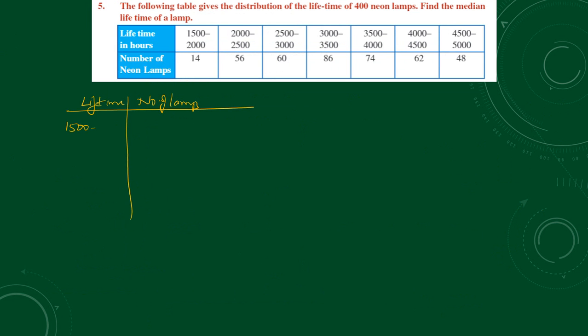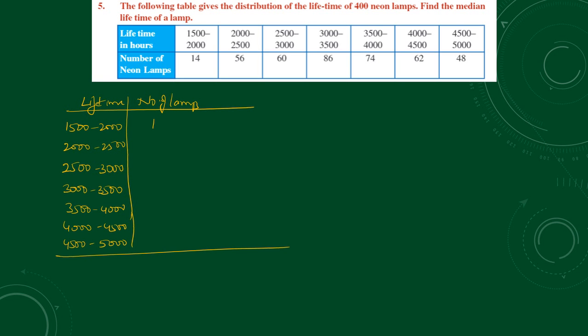Writing down the values: 1500 to 2000, next 2000 to 2500, 2500 to 3000, 3000 to 3500, 3500 to 4000, 4000 to 4500, next 4500 to 5000. These are the values that are given. Next, the number of lamps: 14, 56, 60, 86, 74, 62 and 48. These are the values that are given.